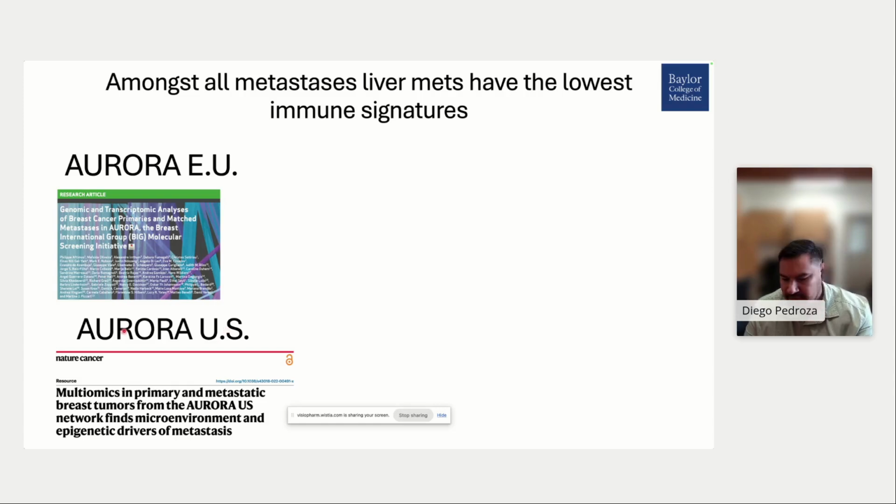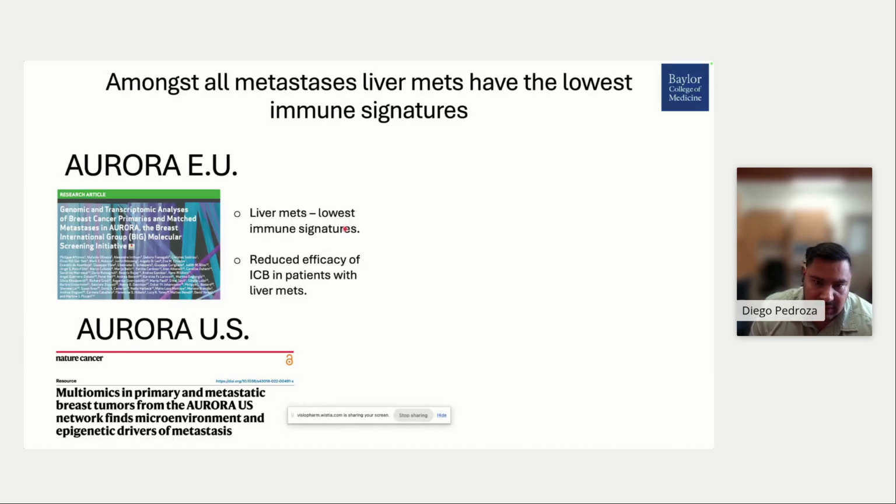Just really quickly, because I know I'm running out of time, we were able to obtain, with our collaborator Chuck Perou from North Carolina, data from the Aurora clinical trial, where they were able to basically show that in patients that had metastatic disease, liver actually had the lowest immune signatures. So triple negative breast cancers that went to the liver for some reason had reduced immune checkpoint blockade response.